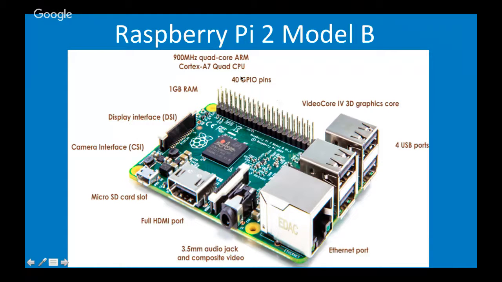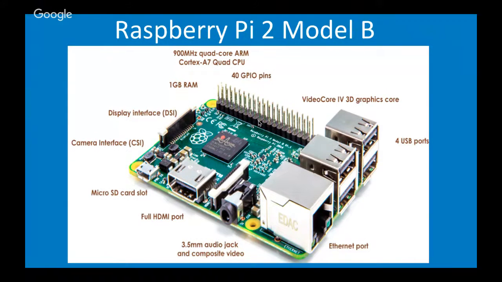It has these 40 GPIO pins, which are general purpose input output pins. It has a 900 megahertz quad core ARM Cortex A7 CPU. So it's pretty much there. The configuration is much better than the first laptop that I actually used, and it comes in just a very small size.